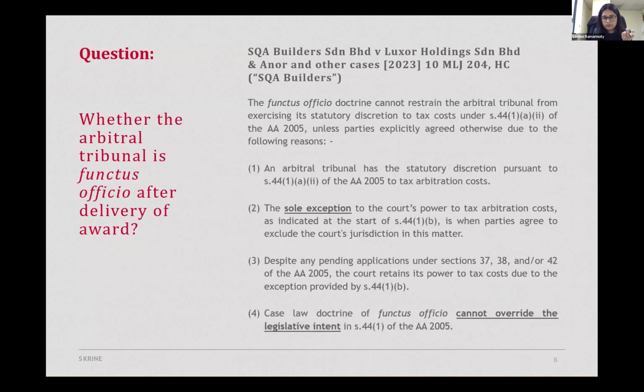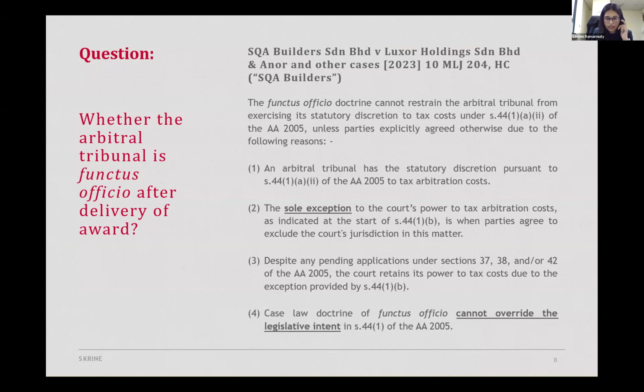So I will skip this slide, but just very quickly, this question was also answered in the same case: the question being whether the arbitral tribunal is functus officio after delivery of the award. And the court answered this question and said that that's not the case, because insofar as the statutory discretion to tax the cost, that is still with the tribunal. The tribunal can still decide on costs, and that is not something that is taken away, and it doesn't mean the tribunal is functus officio when it comes to that.